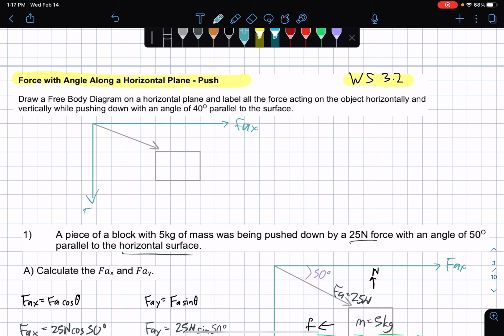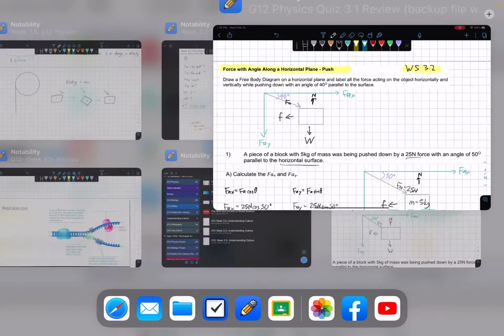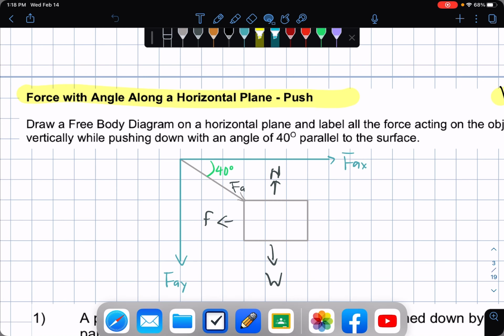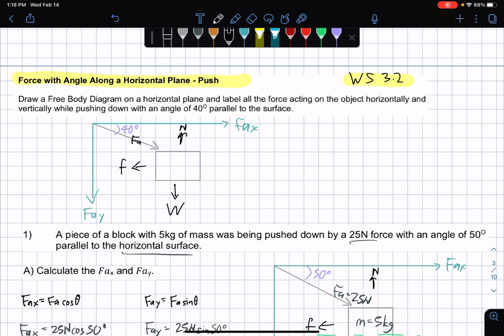So FAX, FAY, 40 degrees, and then we have weight, friction, and the normal force. And then this is FA. Okay, that's it. Thank you.